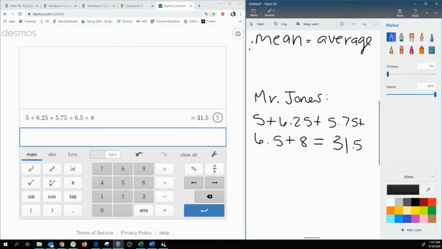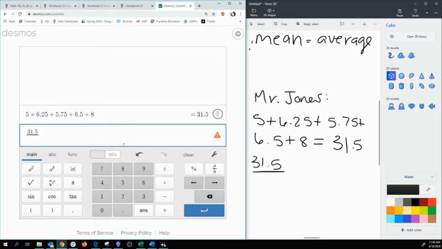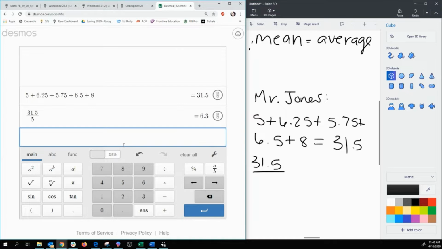And to find the average, I need to divide that number by how many total numbers I added together. So I would have 31.5 divided by what? How many total numbers did I add together here? 5, right? I added together 5 numbers. So if I divide that by 5, oh, whoops, what happened?